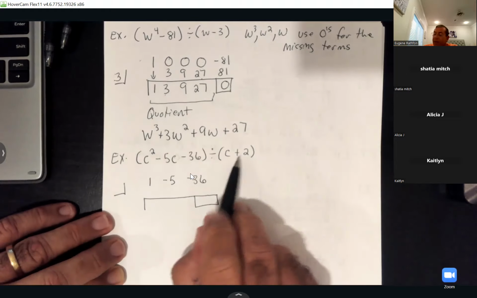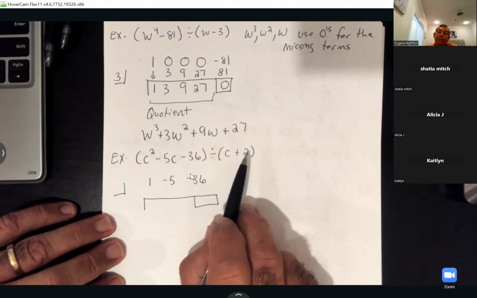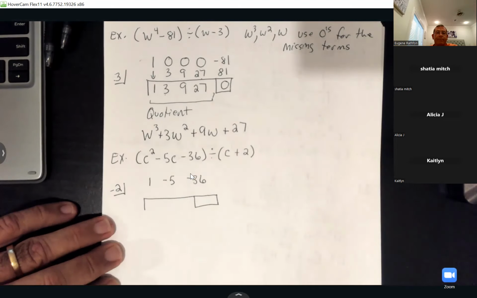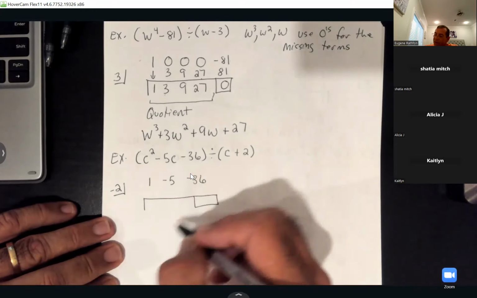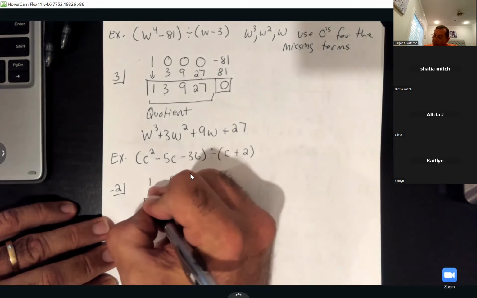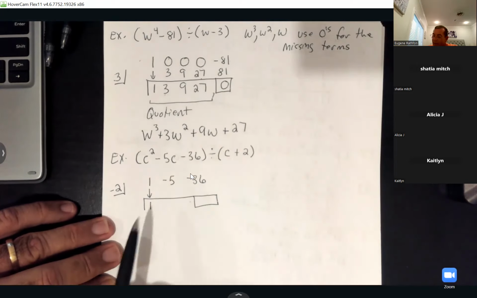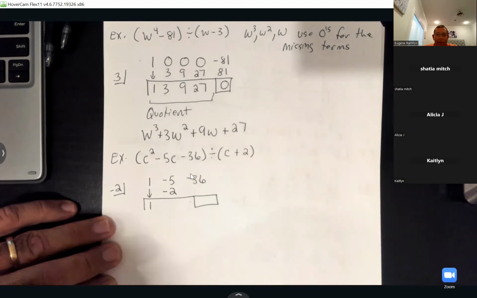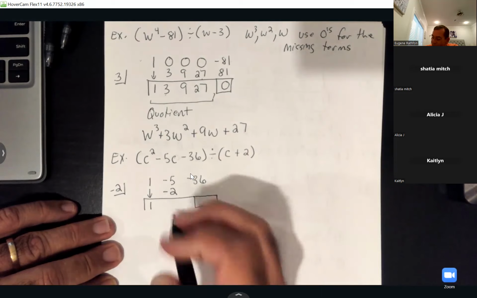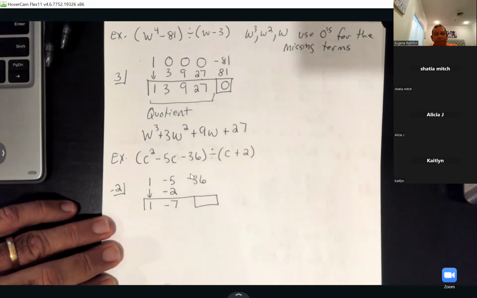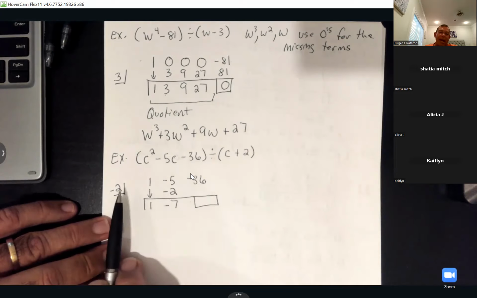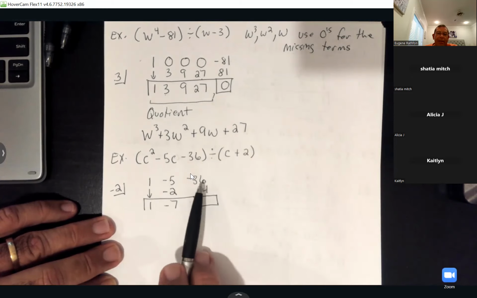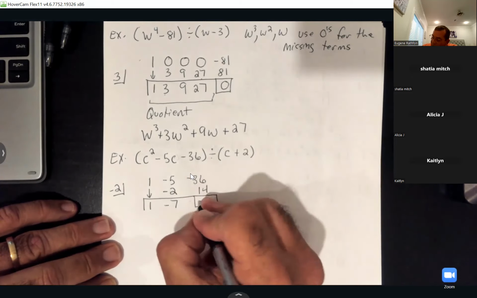Now remember, my C over here is going to be opposite in sign. So since that's a +2, our C will be a -2. All right, y'all. Then the fun part is actually going through this. Bring the first number down, 1. 1 times -2 is a -2. All right, add that -5 plus that -2, you're going to get a -7. And then -7 times -2 is a +14. And then -36 and 14 will give us what?